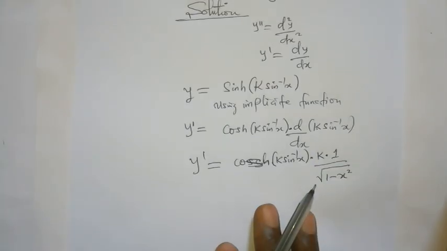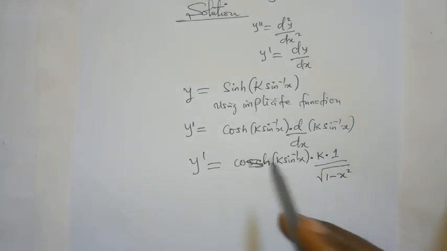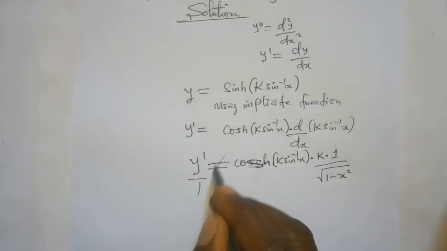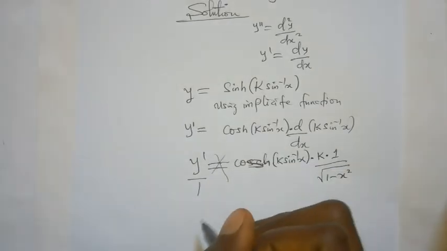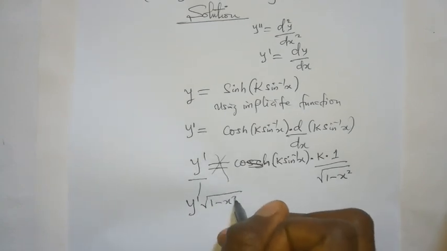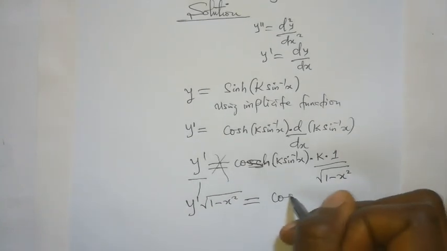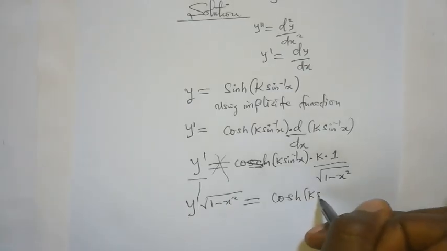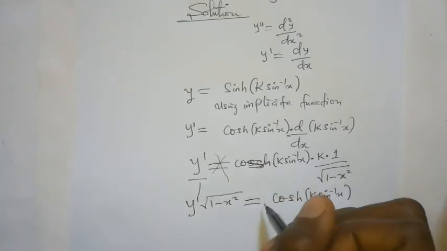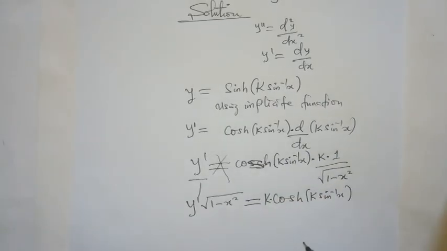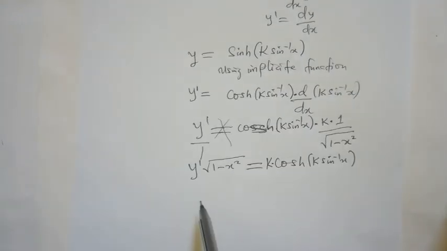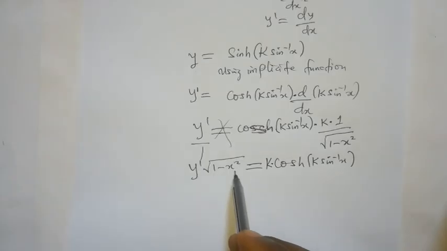So in that case, since we have a denominator, we can put over 1 here, and let's cross multiply. By cross multiplying, we have y prime times the square root of 1 minus x squared giving us k cos(k sin inverse of x), and this k can come here like this.